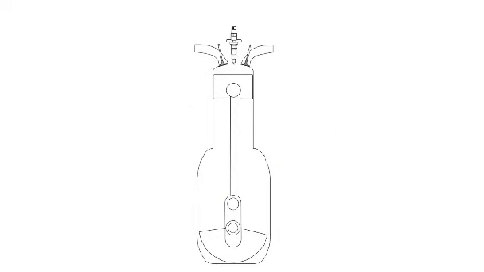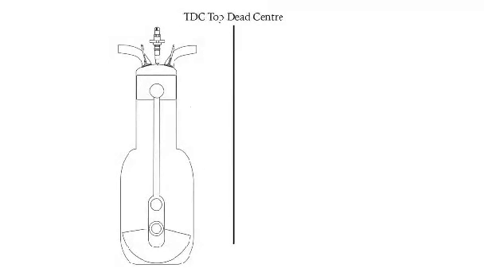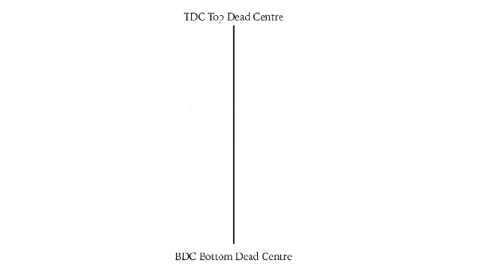First we have our cylinder with the piston at the top. When the piston is right at the top, that's top dead centre. When it's right at the bottom, that's bottom dead centre.